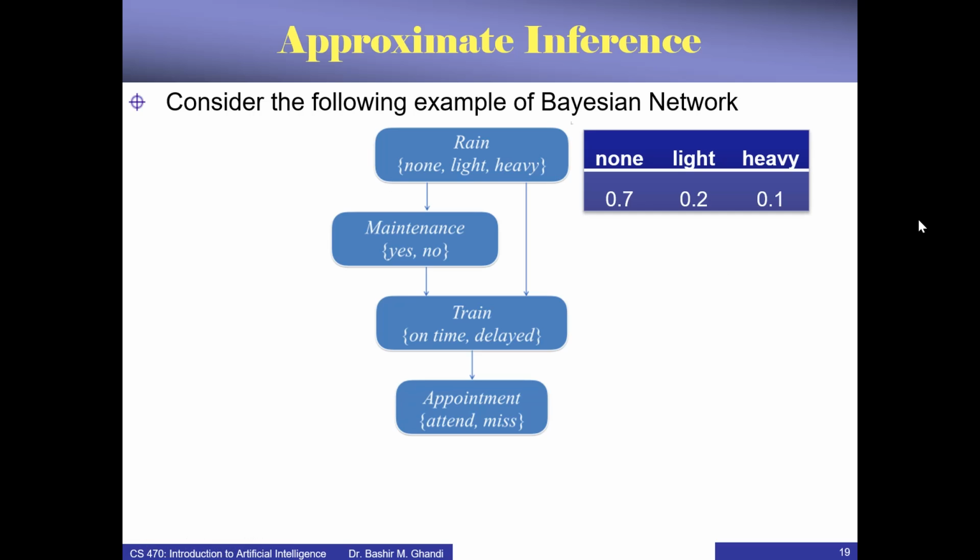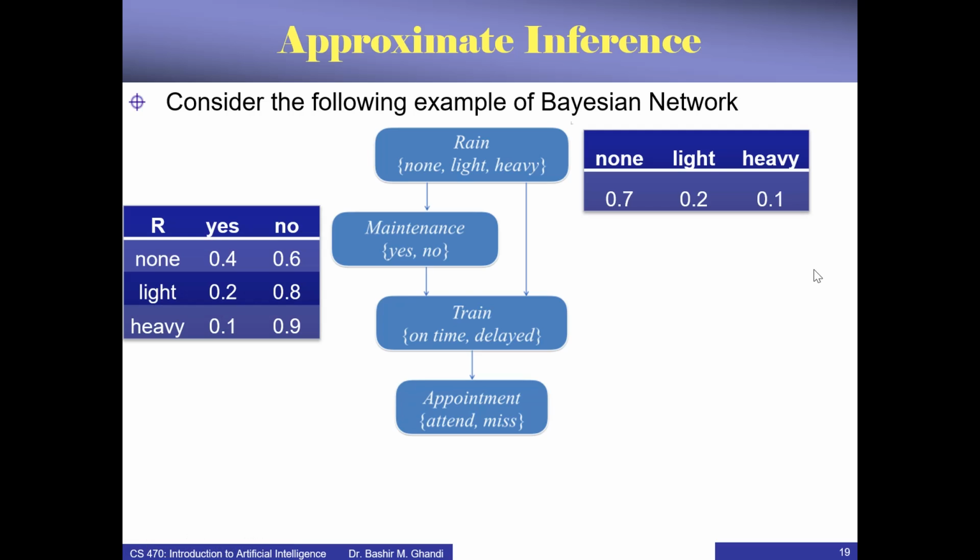Okay, these are the conditional probability distributions for the different variables. Obviously, for the rain it is an unconditional probability: 0.7 for none, since most of the time it doesn't rain, 0.2 for light rain, and 0.1 for heavy rain.